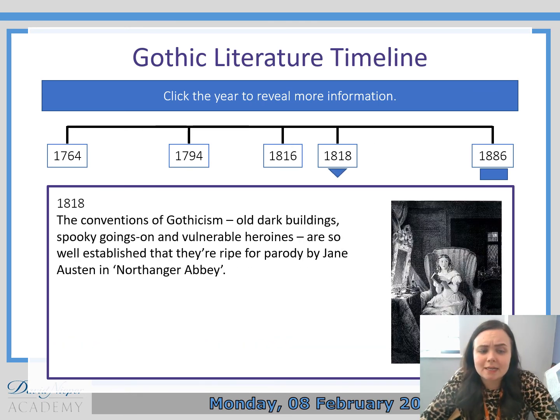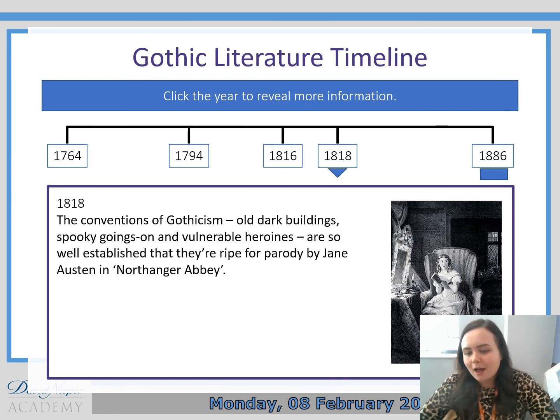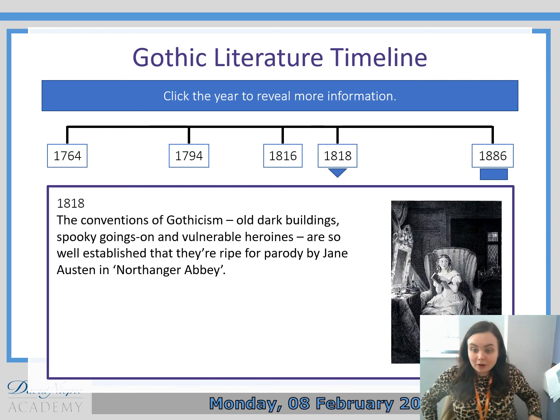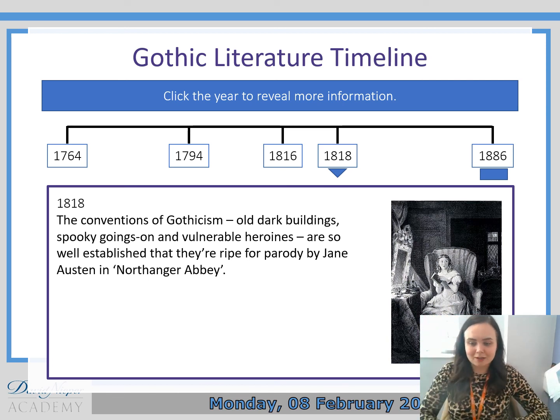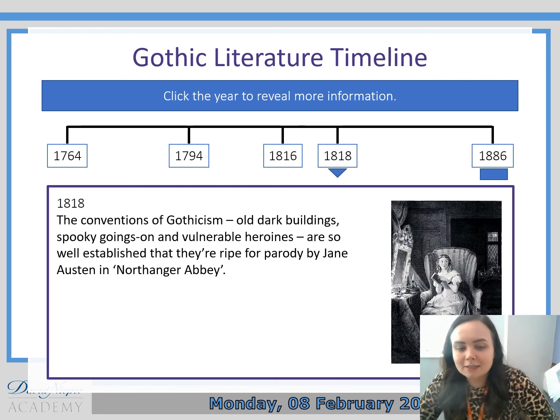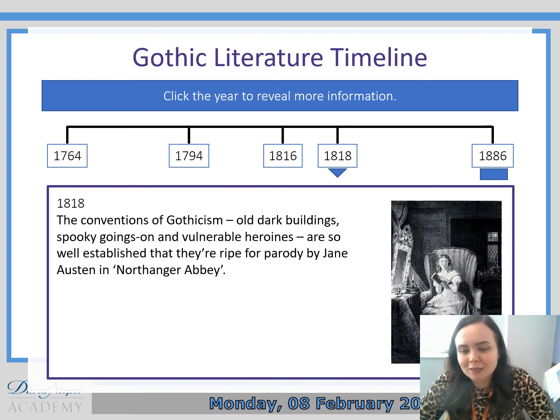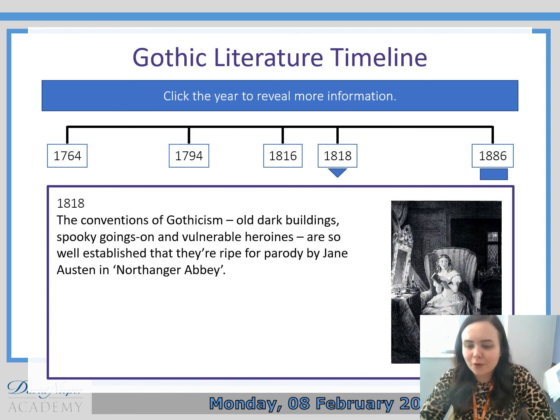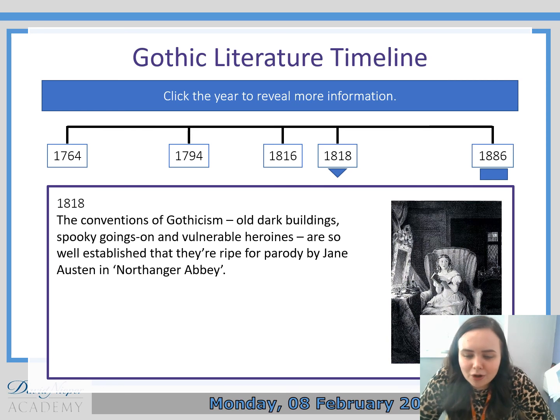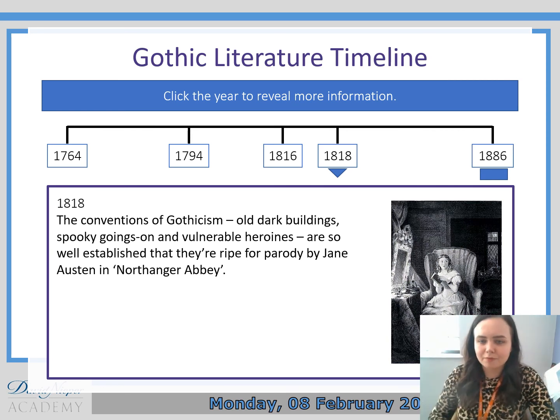So in 1818, the conventions of Gothicism, old dark buildings, spooky goings-on and vulnerable heroines, are so well established that they're ripe for parody by Jane Austen in Northanger Abbey. Again, if you've ever read Northanger Abbey, well done. It's a really hard book to get through as a teenager. But the idea is that not only were people starting to think about the Gothic, but people were starting to take the mick out of it, like a spoof film. Some people were starting to tire a little of Gothic fiction, and that's when they started to parody it and take the fun out of it.